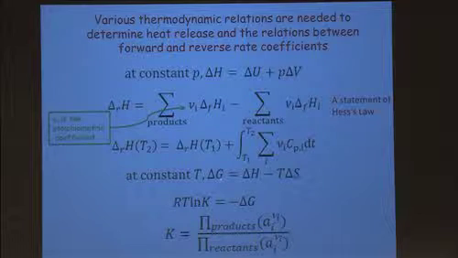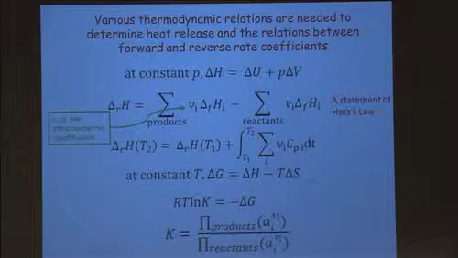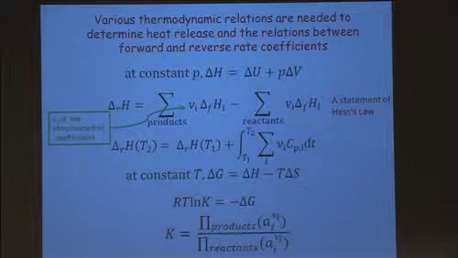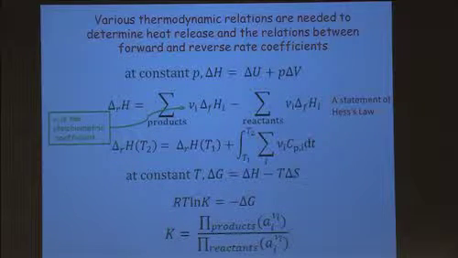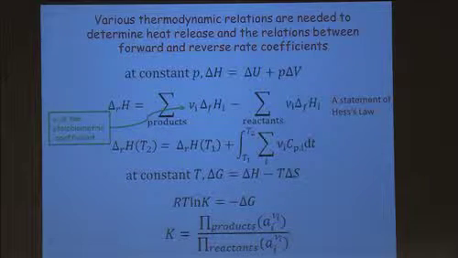And then we've talked about this before. At constant temperature, delta G is equal to delta H minus T delta S. RT ln K is minus delta G, and K is equal to the ratio of these products. What I've omitted here, and this is reprehensible, is that this equation here should really have a standard sign on here.